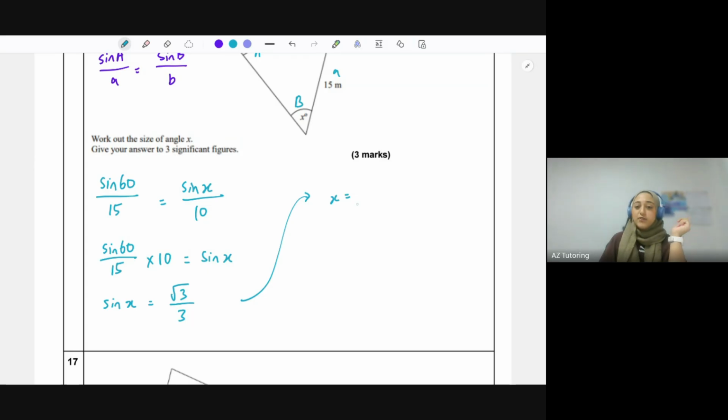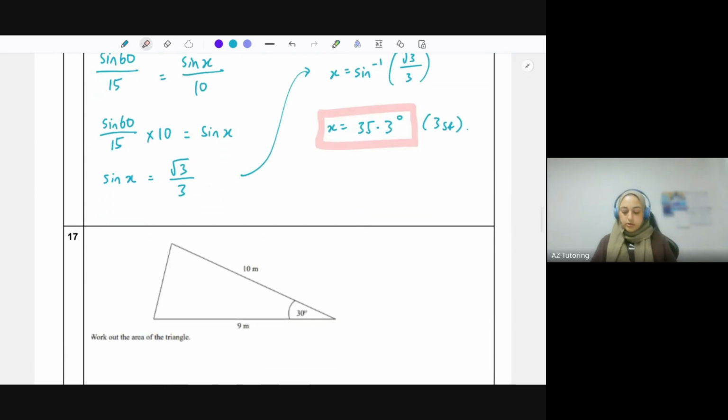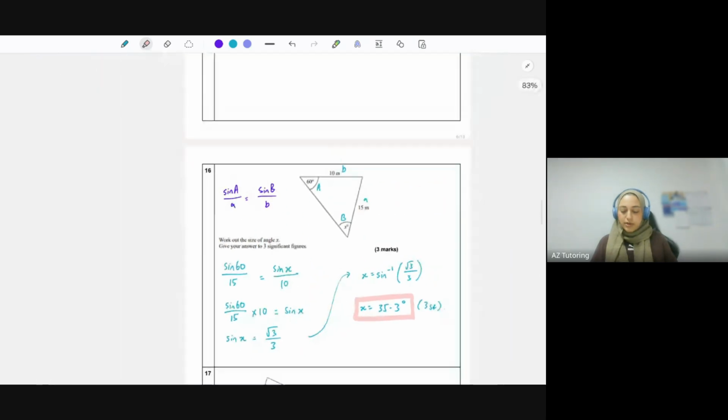To find x, you have to do the inverse of sine to pull it out. So sine to the minus 1 of what you've just found, root 3 over 3. And then to three significant figures, the answer that you get is 35.3 degrees. That's my final answer. Okay, let's go back up to the other one now.